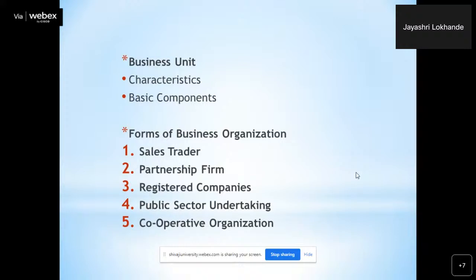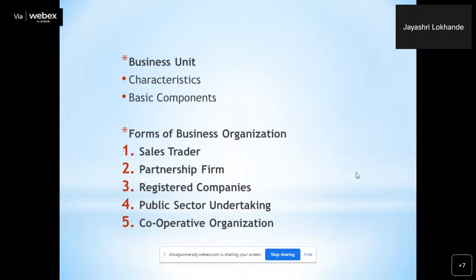Next and last part of this session is forms of business organization. So, if one is planning to start a business, or is interested in expanding an existing one, an important decision relates to the choice of the form of organization. The most appropriate form is determined by weighing the advantages and disadvantages of each type of organization against one's own requirements.